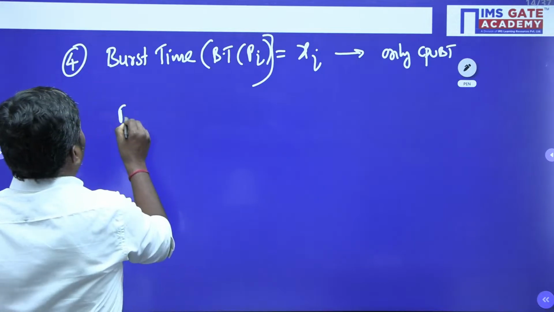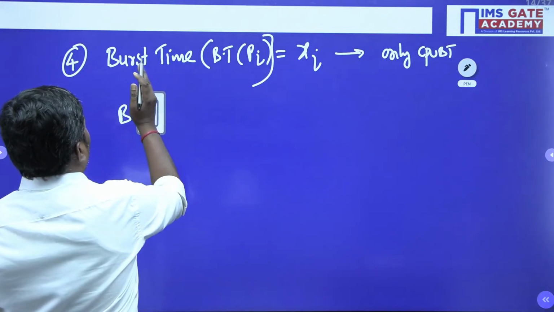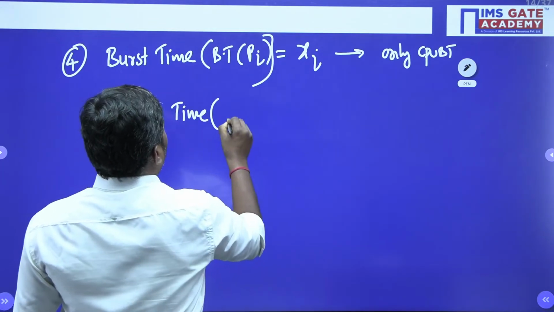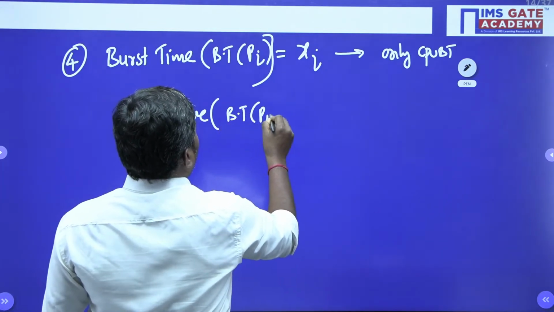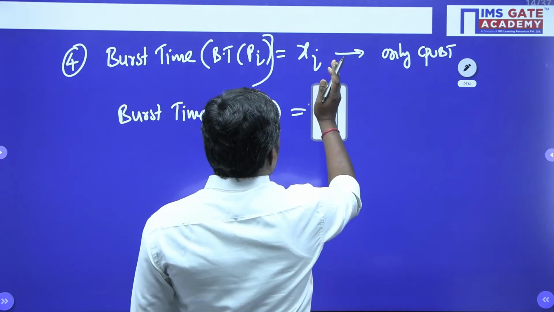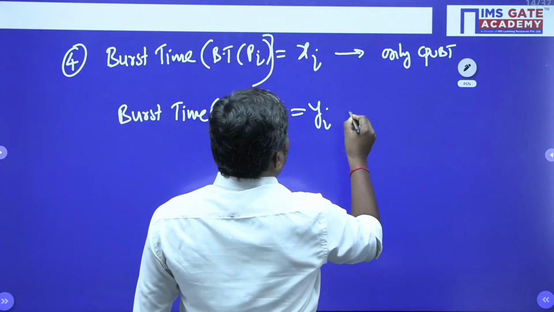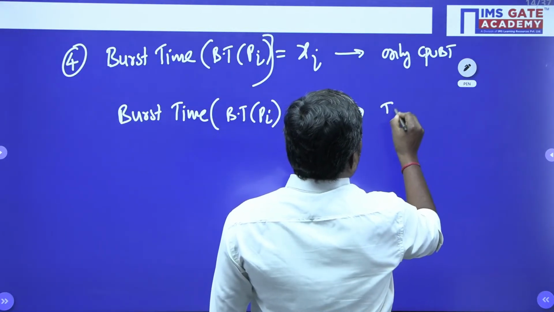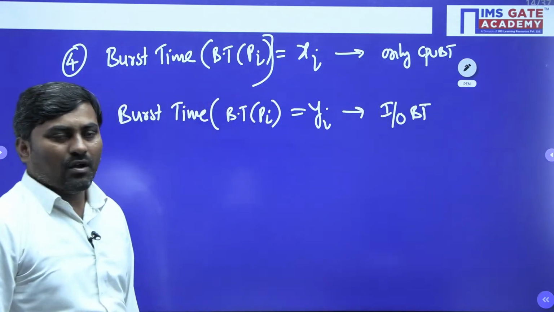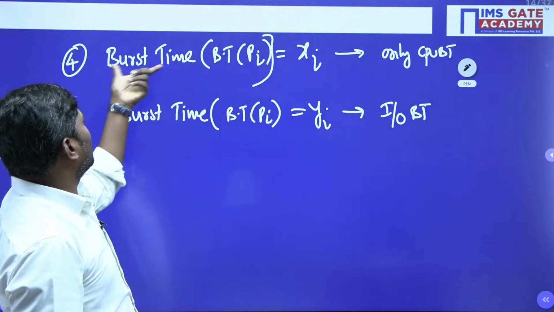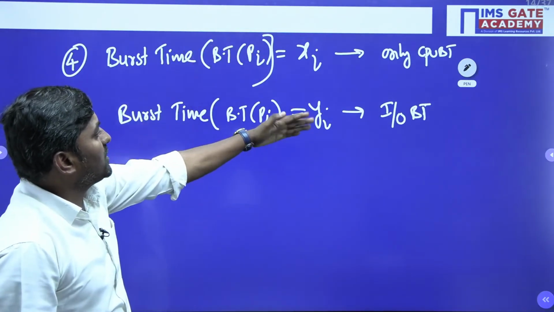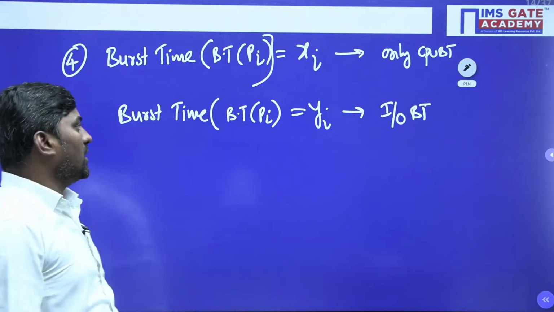Next one, I am taking burst time of a process Pi, let me take Yi. What is Yi here? IO burst time, when you consider IO burst time. Otherwise you can write IO burst time and CPU burst time also, no problem. Xi is the CPU burst time, simply Yi is the IO burst time. Assumption. Clear, all of you?